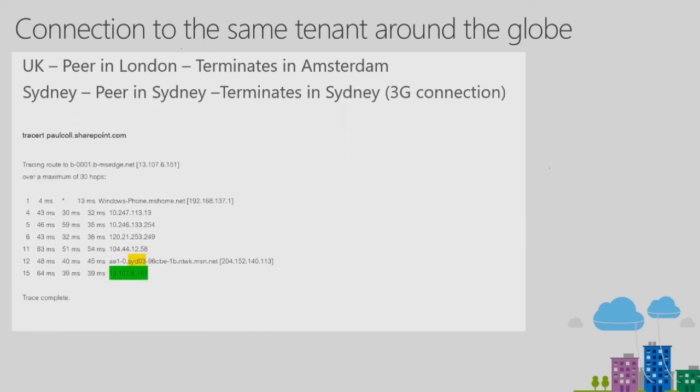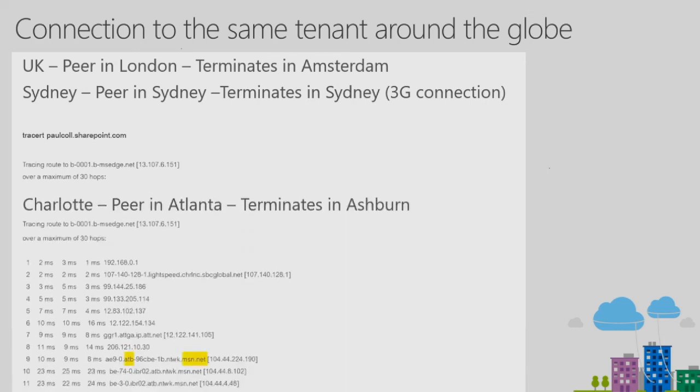If we do the same thing in Sydney, and this connection is actually on a cell phone, so it's a 3G connection in Sydney. You can see that same trace route to 13.107.6.151 again, and the trace route is to paulcole.sharepoint.com. But here, the peering happens in Sydney, and that's actually the last router that we see. That's the first one on msn.net. So it looks like the SharePoint farm, in this instance, is actually in Sydney. And this is just showing us terminating that TCP connection and that SSL. We flew all the way to Sydney to get that trace route for you, by the way. Yep. All right, one more.